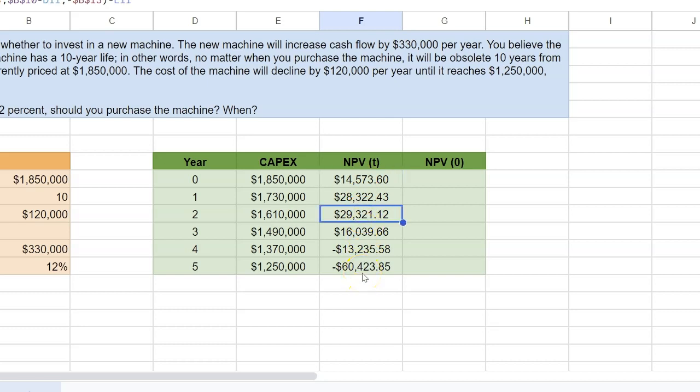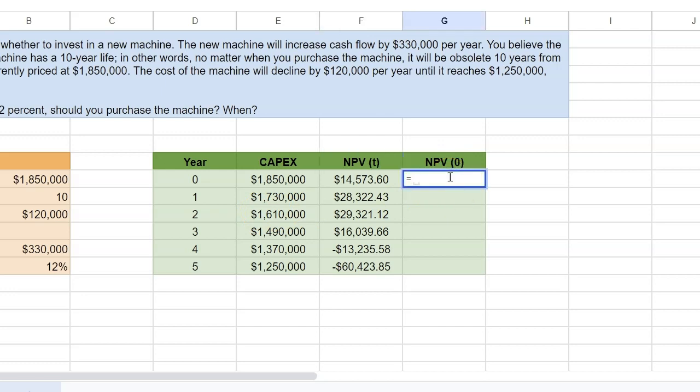And the basic time value of money concept tells us that you can never, ever, ever compare numbers that are occurring at different points in time. What you need to do is discount these numbers back to time period 0 in order to compare them with this 14,573. And so that is why I'm calling this column NPV at time period T, which depicts the idea that these are NPVs at time period 0, 1, 2, 3, 4, 5, but we want NPVs at time period 0 for all of these.